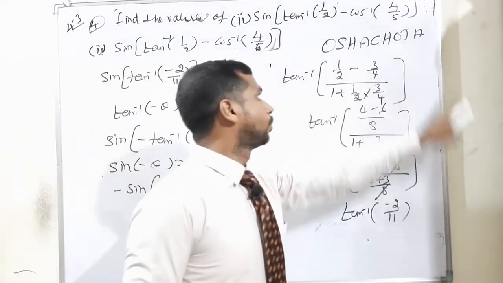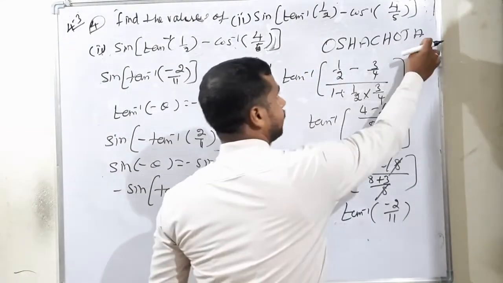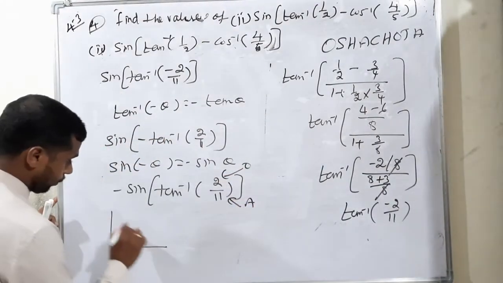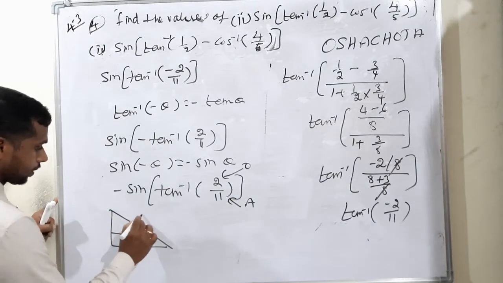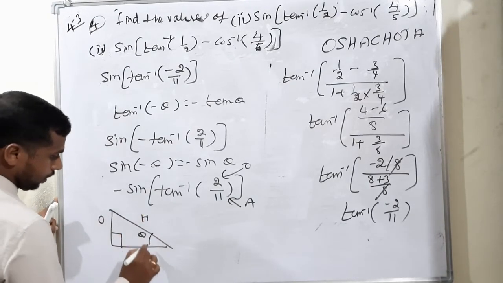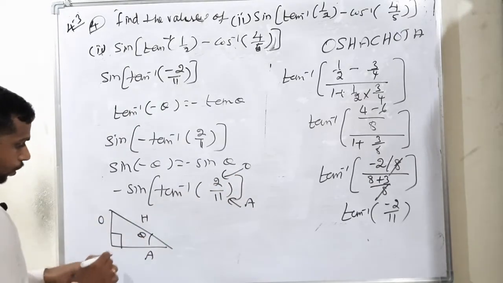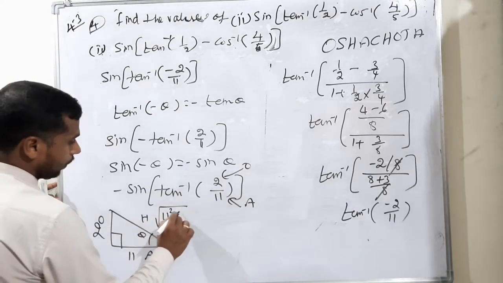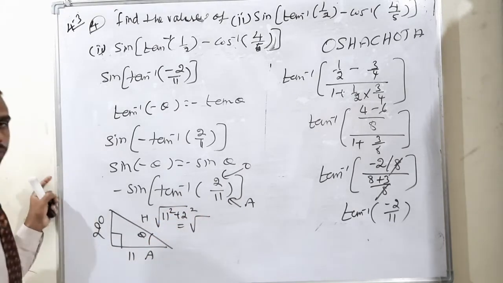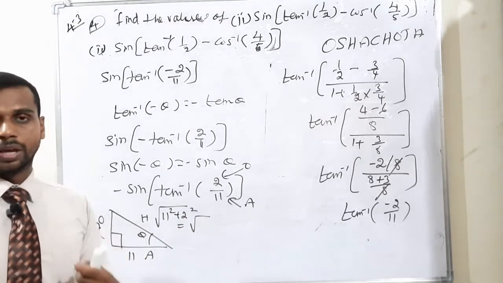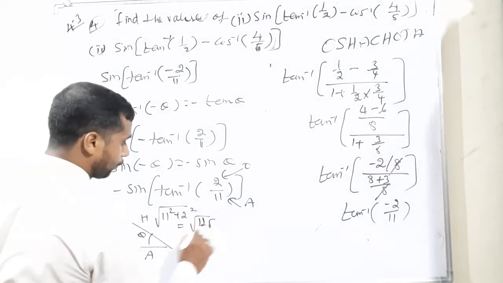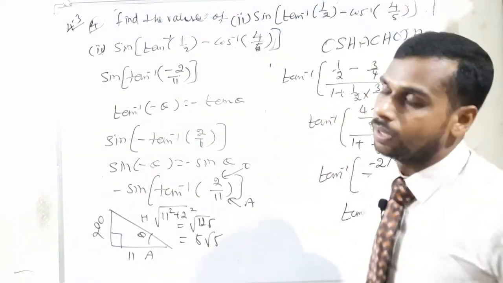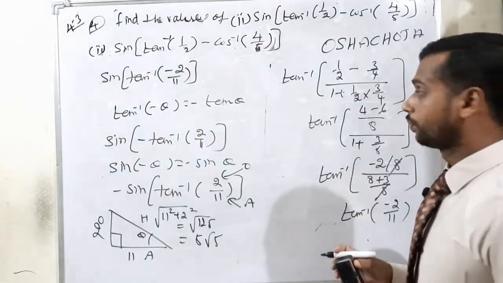Again we have to consider the right triangle. What is the meaning of tan? Opposite divided by adjacent. So this is called opposite, this is called adjacent. According to the right angle triangle, this is the hypotenuse, this is the opposite side, this is the adjacent. Opposite value 2, adjacent value 11. Therefore the hypotenuse is the square root of 11 square plus 2 square. 11 square is 121, 2 square is 4. Therefore 121 plus 4 is equal to 125. So simply we can say 5 root 5, because 25 times 5 is 125, so 5 root 5 will come.